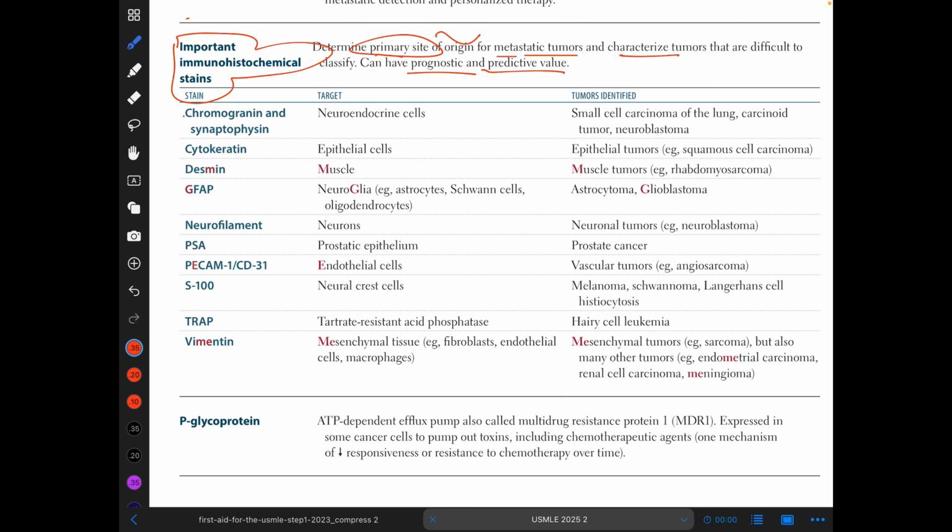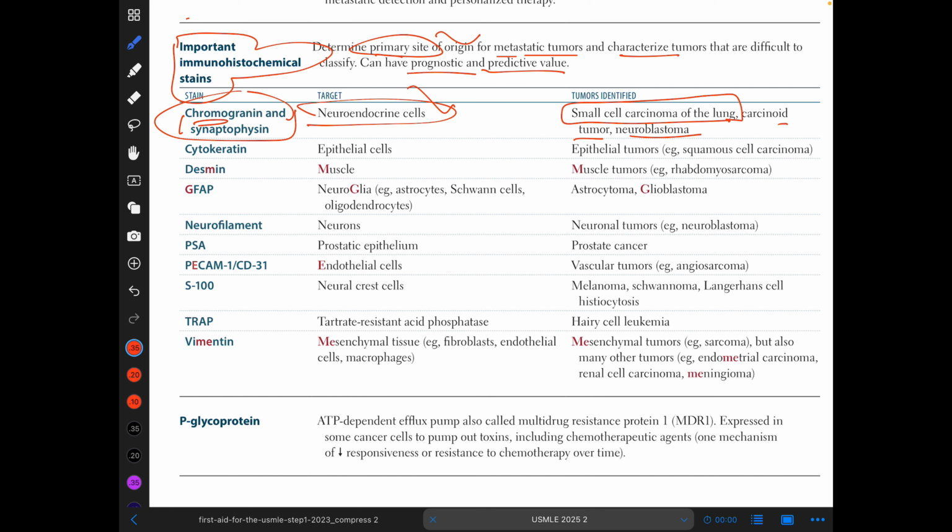So first we are going to start with chromogranin and synaptophysin. This is a stain that most commonly targets neuroendocrine cells, and any cancer that has neuroendocrine cells will be detected by these markers. The most common examples are small cell carcinoma of the lung, carcinoid tumor and neuroblastoma.